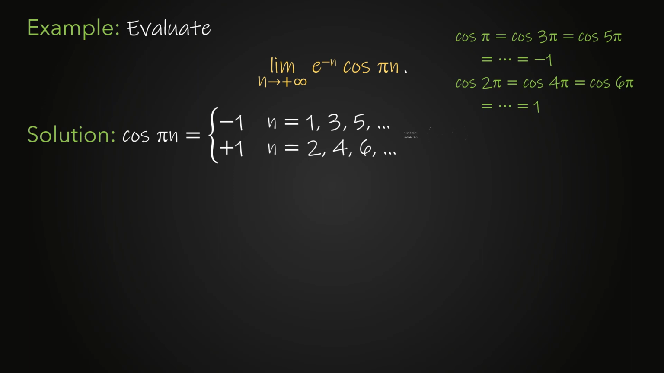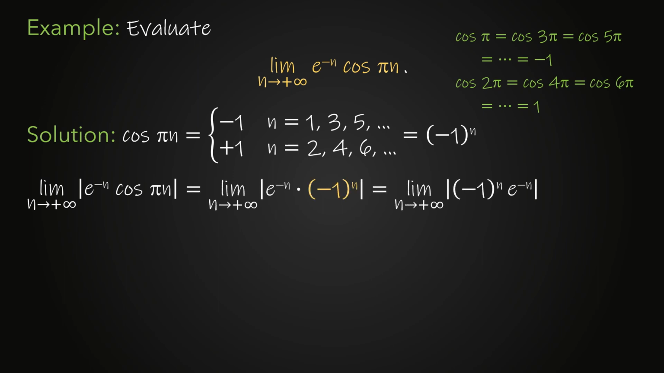Consequently, the cosine of pi n can be written as -1 raised to n, which is equal to -1 if n is odd and +1 if n is even. Take the limit of the absolute value of the given sequence, and substitute the new expression for cosine. The absolute value of -1 raised to n is +1. Meanwhile, the function e raised to -n is always positive for any value of n. It follows that the absolute value of the sequence can be now written as follows.